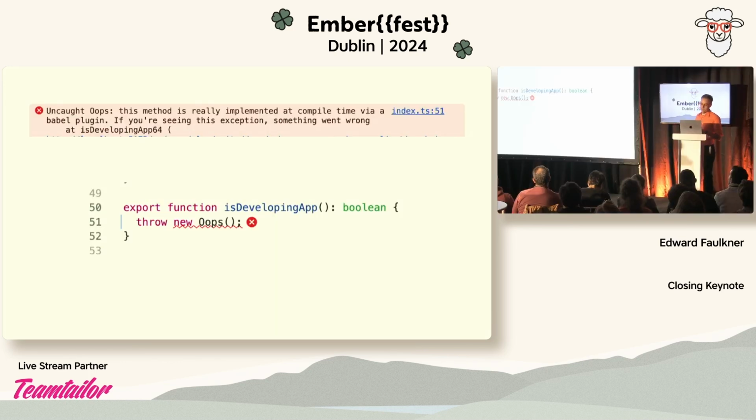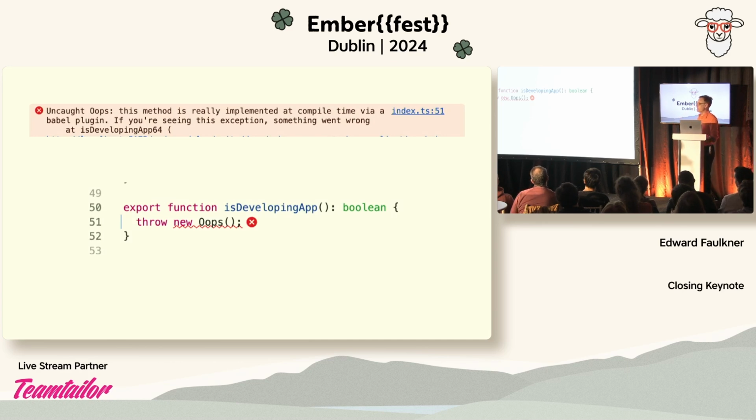Now we have a runtime error, and that really is progress. That kind of stuff should get you excited when you're trying to solve this kind of problem, because a new error that moves you farther along is good. And it's a new opportunity to learn what you need next. So in this case, the error we see says, oops, this method's really implemented at compile time. If you're seeing this, something went wrong. And if we look at where it happened, it's in the embroider macros package.